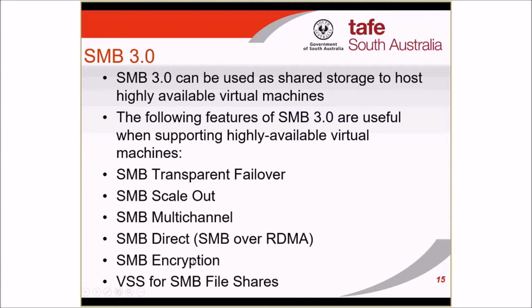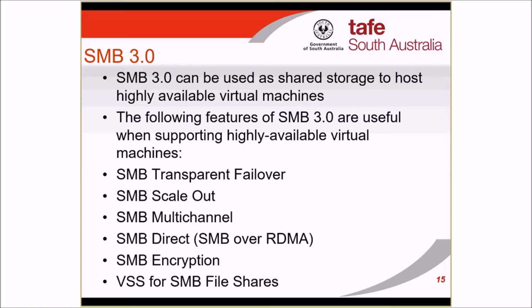SMB 3, Server Message Block 3. When we share a folder or file in our Windows environment, it's actually sharing it with SMB, Server Message Block. SMB 3 is obviously version 3, and this is not the typical share we have when we share a folder. SMB 3 can be used as shared storage. Remember we said we have a shared storage where our virtual machines are stored on another computer, and it could be shared to all the Hyper-Vs through SMB 3.